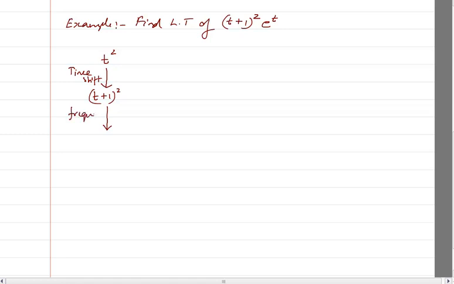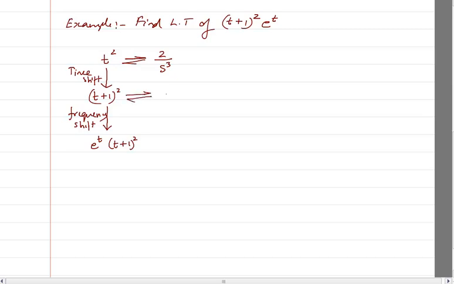Why? Because I am going to multiply with e raised to power t. Okay, so this is going to be frequency shift, and this is e raised to power t into t plus 1 the whole square. So this is going to be frequency shift. Okay, I can do it in this method, and you all know what is going to be the answer. 2 factorial is going to be 2 divided by s raised to power 3.